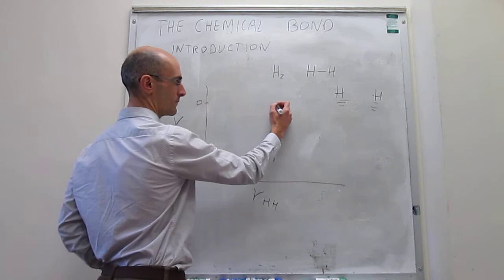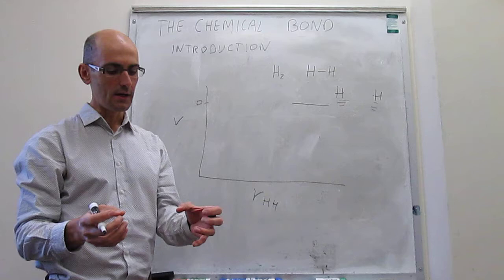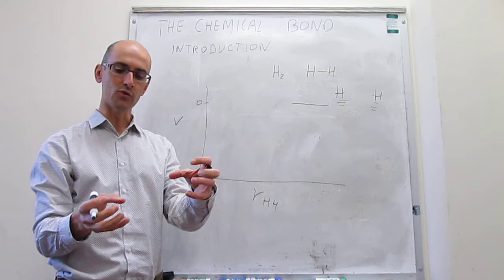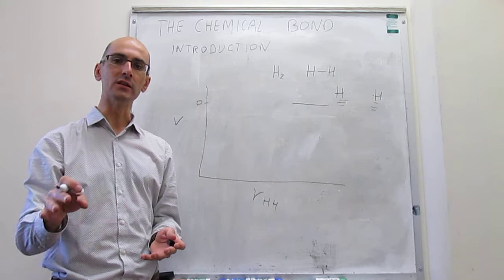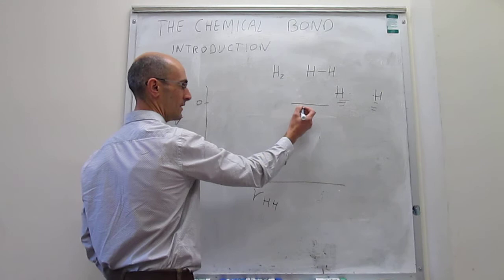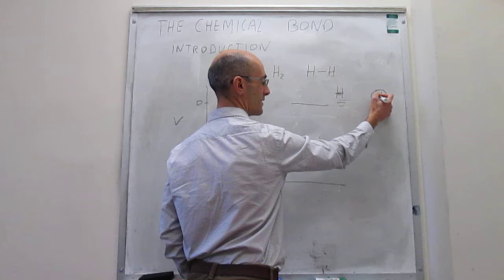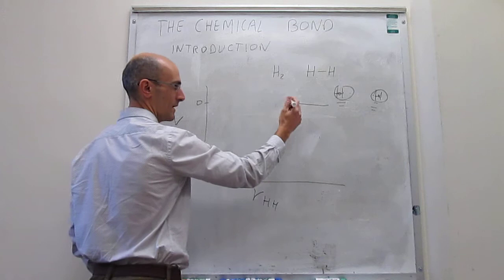Eventually, as the atoms come closer together, the electron of one atom is going to be attracted by the proton of the other atom, and the electron of this atom is going to be attracted by the proton of the other atom, and those interactions are stabilizing, which means the energy will drop. At some distance, the nucleus of this atom can start to see the electron of that atom, and the nucleus of that atom can start to see the electron of this atom, and that stabilizes the molecule. So what we observe is that the energy drops.